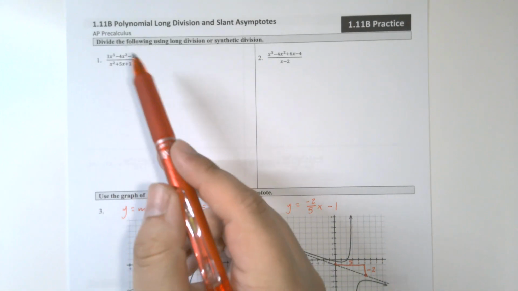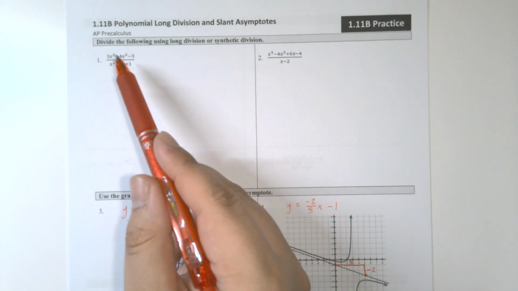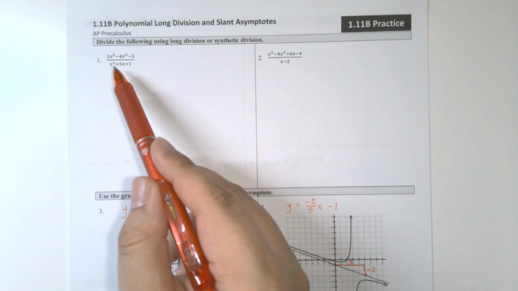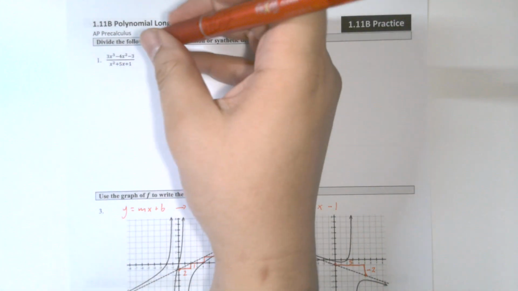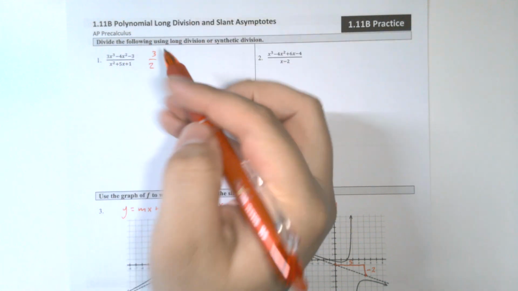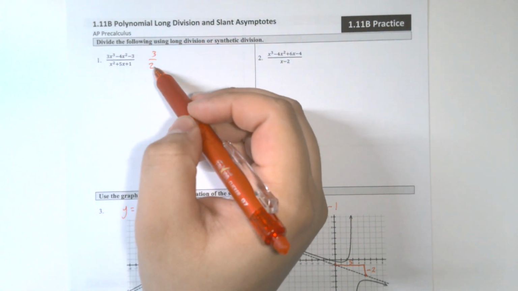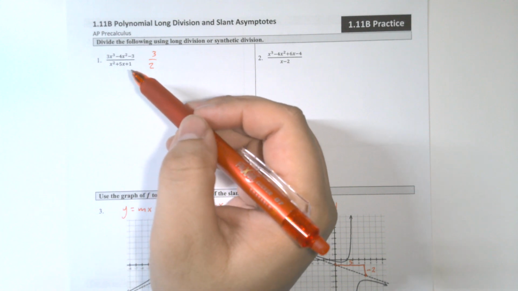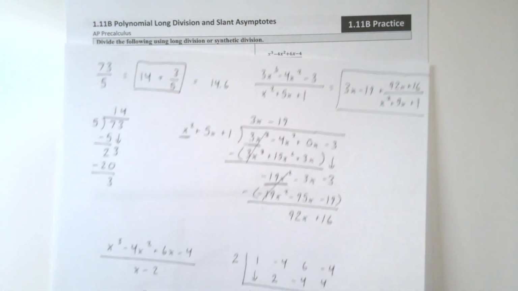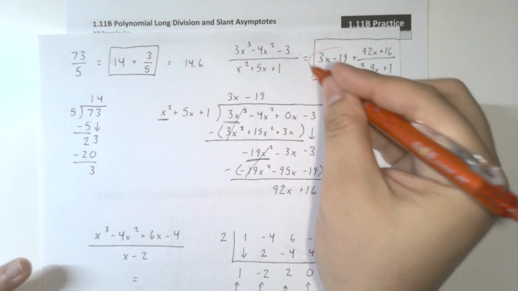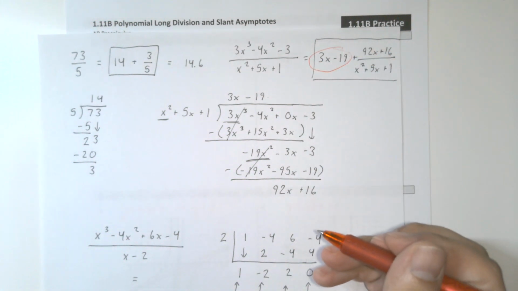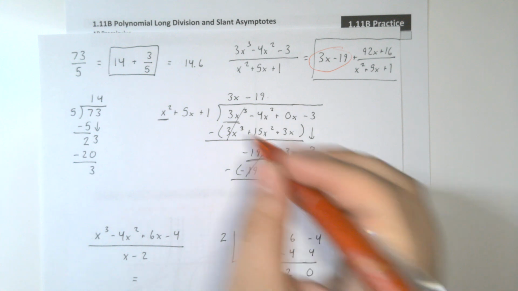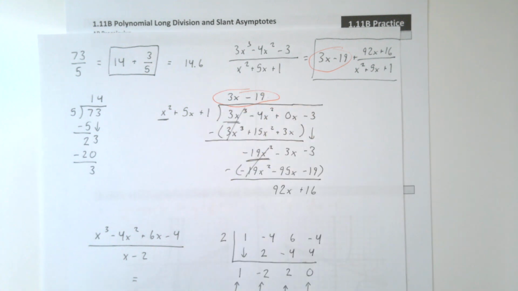And so, even if we look at these over here, for number 1, the degree here is 3, and the degree here is 2. So 3 is exactly 1 bigger than 2. This has a slant asymptote. In fact, the slant asymptote is given by whatever we have right here. So whatever this answer is gives the equation for your slant asymptote.